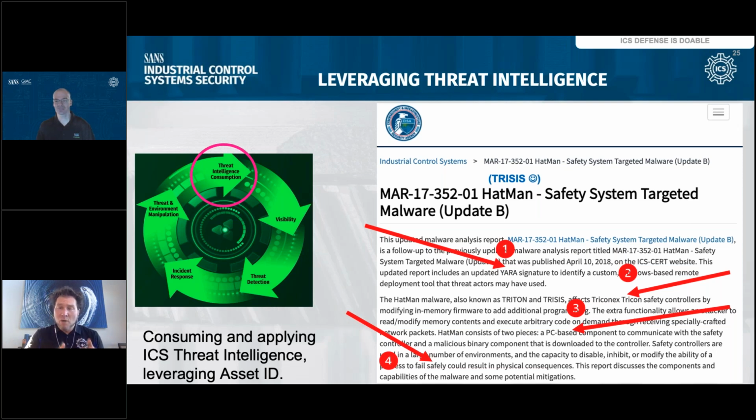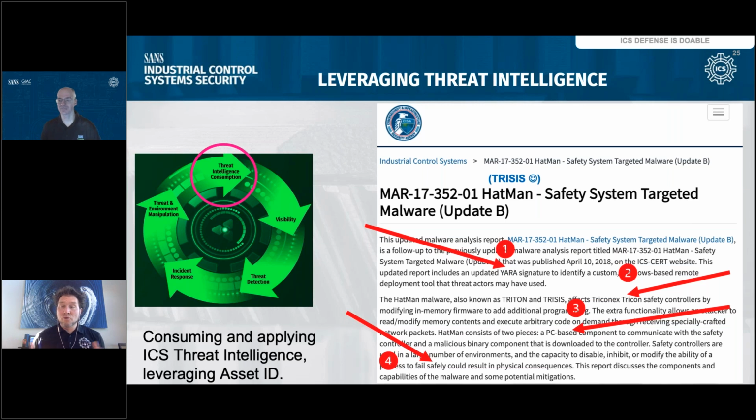A couple of things I want to walk you through. One, we see YARA signatures available, so now you can start scoping memory images or other images for these specific indicators for Trisis. Also, on number 2, we see that this malware, Hatman or Trisis, is targeting Triconex systems. Going back to your visibility, what assets do you have? Do you have Triconex systems in your network? Are they the vulnerable versions being targeted?